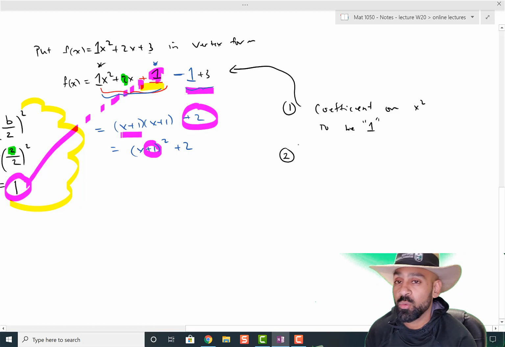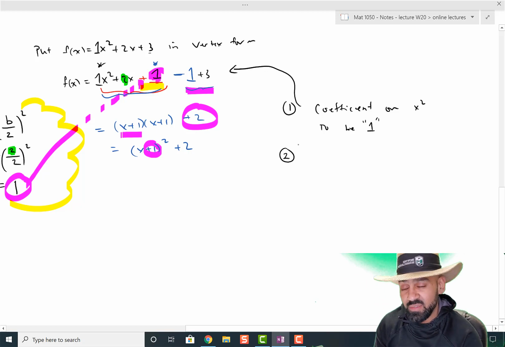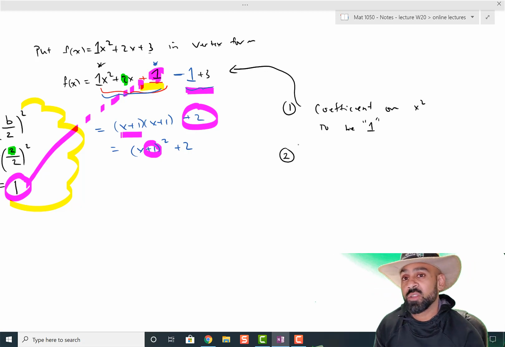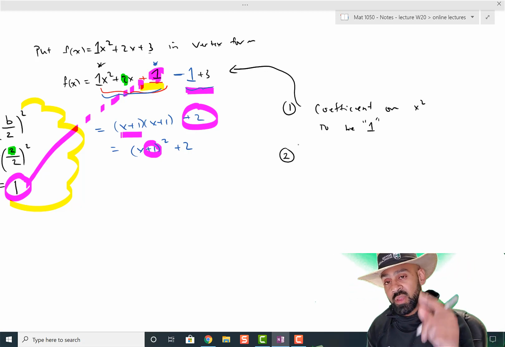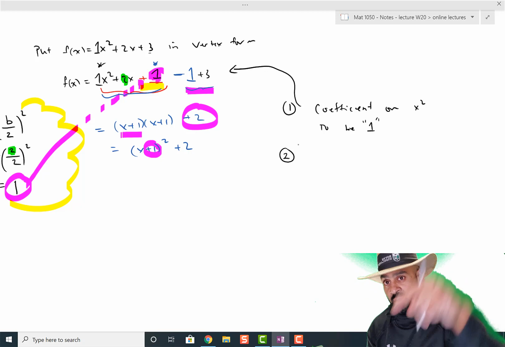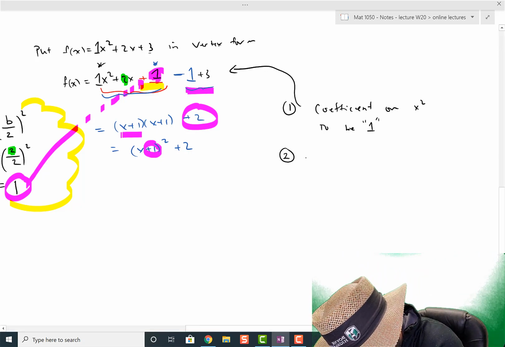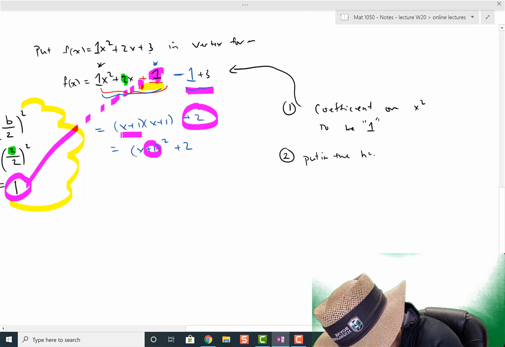Completes the square, because that's what it's called when you actually take something from standard form into vertex form. It's called completing the square. Why? Because you're getting the same thing twice. So you can write it as the same thing squared, right? Complete the square. Okay, so put in the number that completes the square.